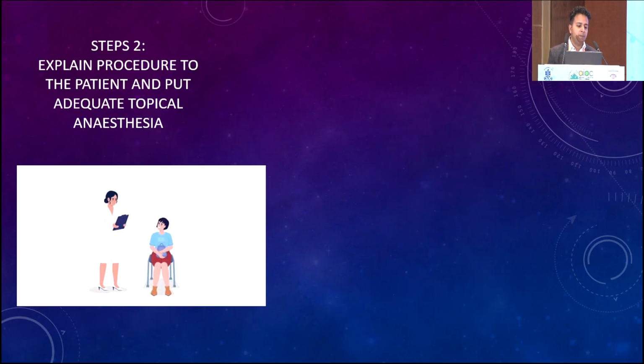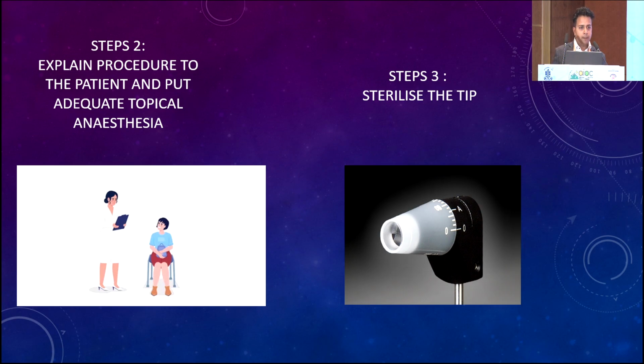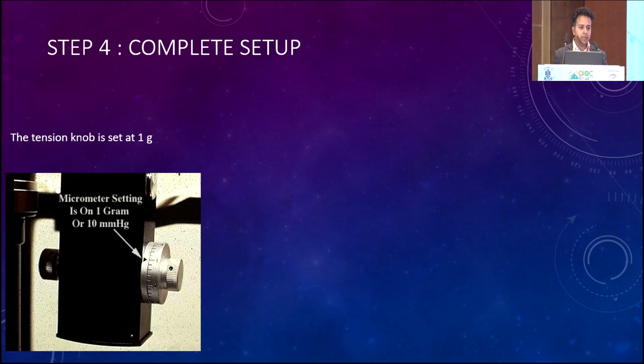Explain the procedure to the patient, because the patient may have anxiety and may squeeze the eye. Sterilize the tip before and after the procedure. Then complete the setup and bring the tension knob to 1. Don't set it at 0, because that will cause abrasion because of hysteresis.